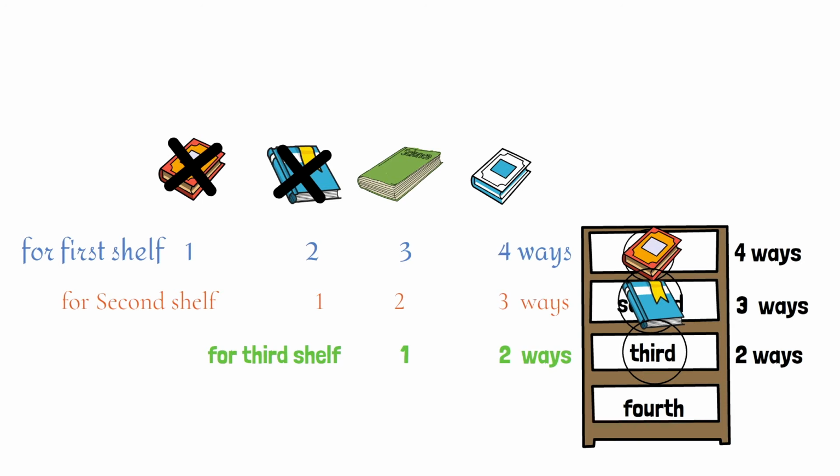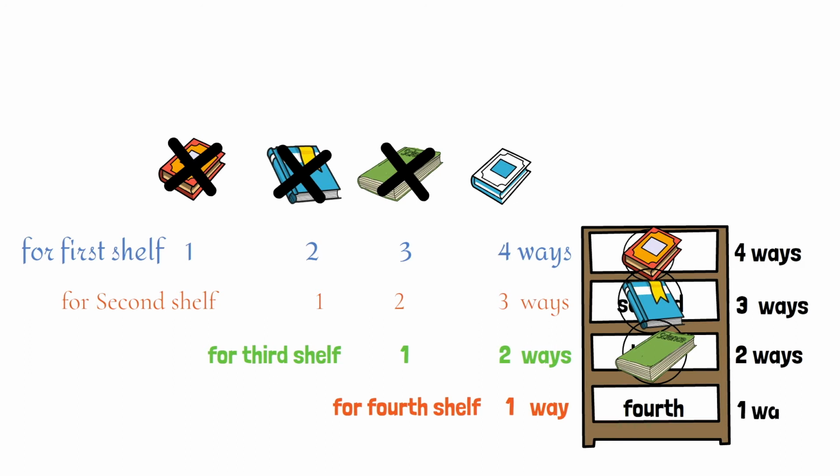Suppose the green book is arranged on the third shelf. So the fourth shelf has only one option left, which can be filled by the white book. So there is 1 way for the fourth shelf. Let's put the book here. Now there are 4, 3, 2, 1 ways to arrange books on the shelf.